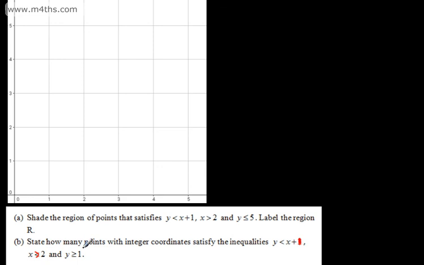X is going to be bigger than 2, and then we've got y. It will just switch in these ones. I think that's what it's meant to do. It looks like these two aren't associated. So let's go ahead. Right, y is less than x plus 1.